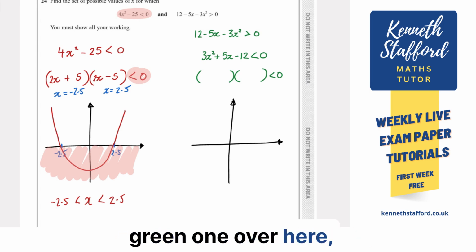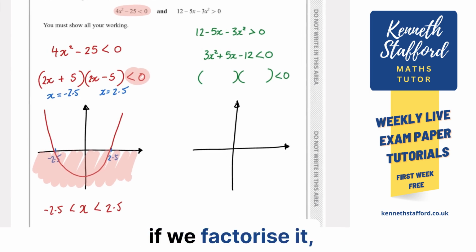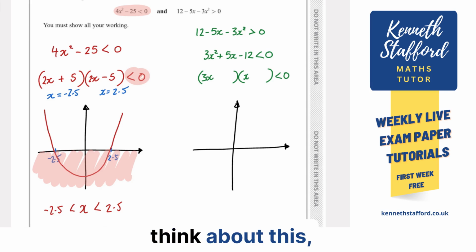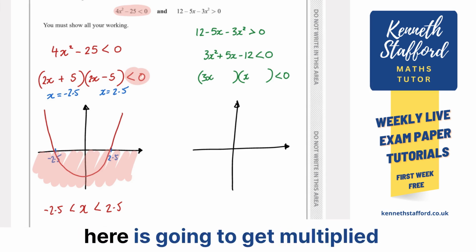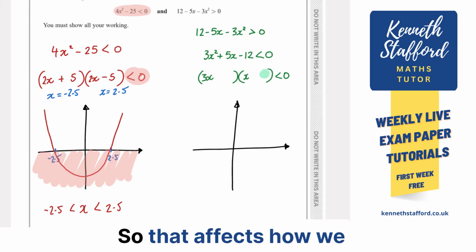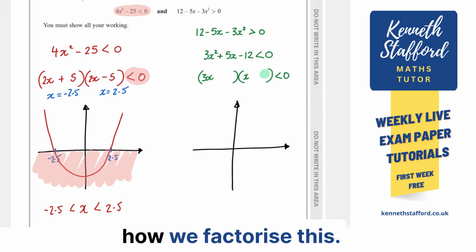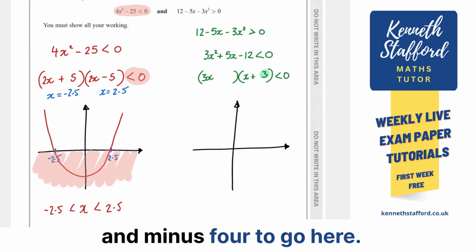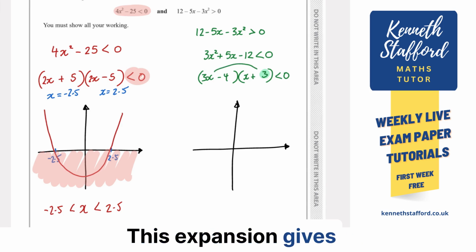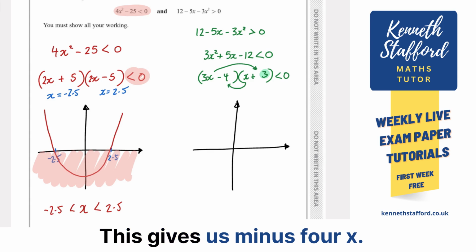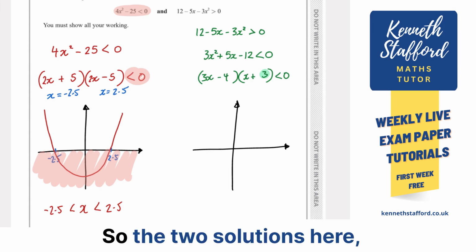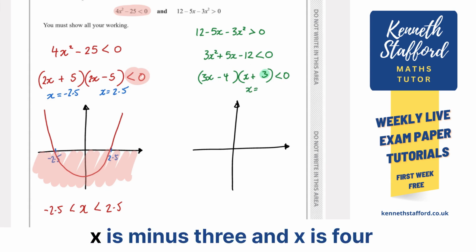If we do the same with the green one over here, 3x squared, if we factorise it, one bracket's going to have 3x in it, the other one's going to have x. And then we need to think about this because whatever number goes here is going to get multiplied by the 3x. So that affects how we think about how we factorise this. And we need 3 to go there and minus 4 to go here. This expansion gives us plus 9x. This gives us minus 4x. Overall, that gives us plus 5x. So the two solutions here, x is minus 3 and x is 4/3.